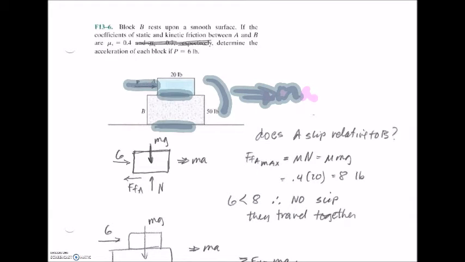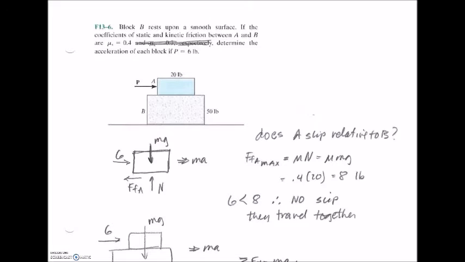However, if I push with a great enough force, A may slide over the front of the bottom block and it goes that way. B, however, still moves that way due to this force. So the first question to ask is, with a force of 6 pounds, which is right there, is it enough to shove it over the top? In other words, does A slip relative to B?